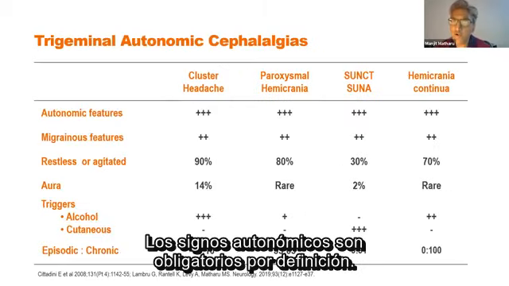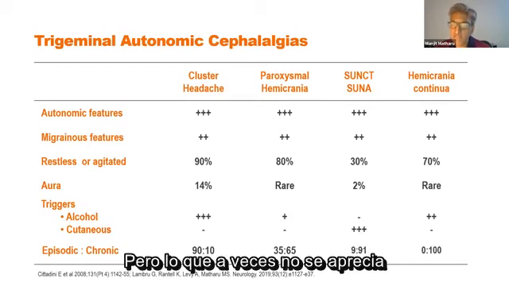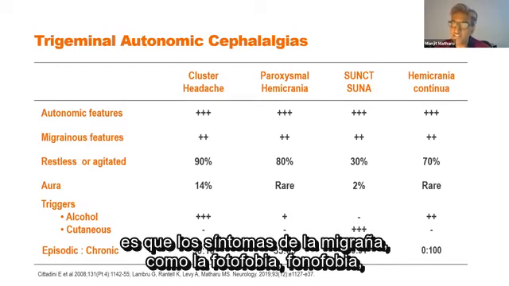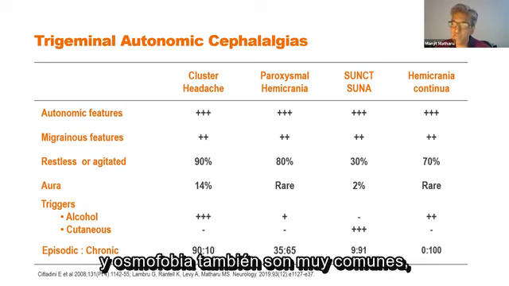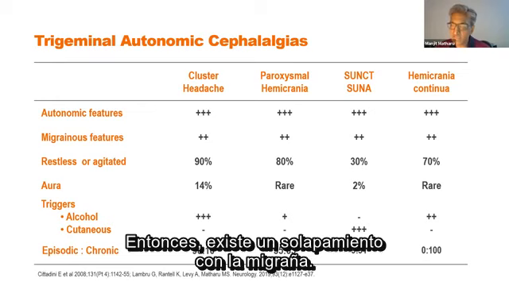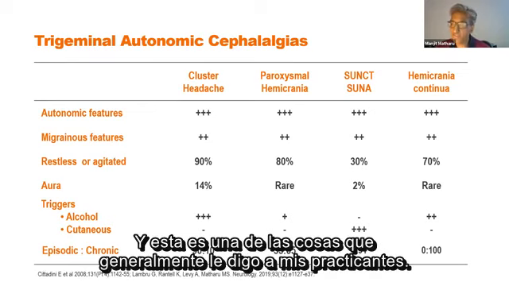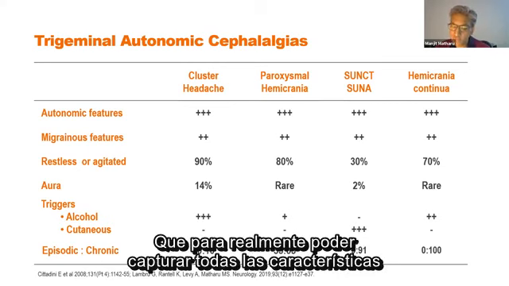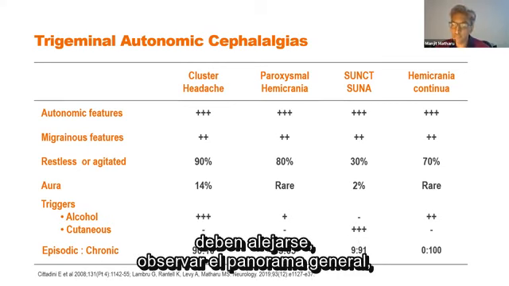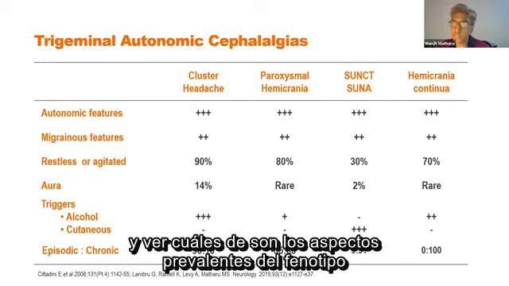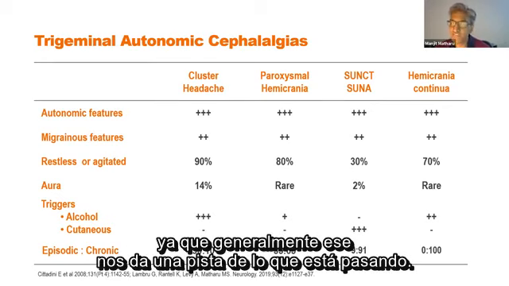Autonomic features are obligate by definition, but what is often not appreciated is that migrainous symptoms such as photophobia, phonophobia, osmophobia are also very common, as are nausea and vomiting. So there's an overlap with migraine. And it's one of the things that I often say to my trainees: take a full history capturing all the features, but stand back, look at the big picture and see what are the prominent aspects of the phenotype, because that will often give you the clue as to what's going on.